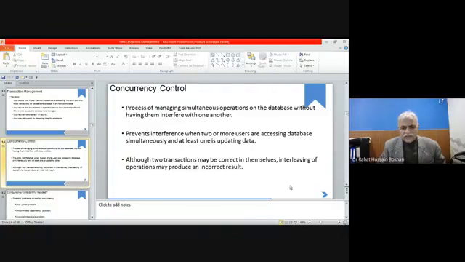It might happen that two transactions may be correct in themselves, but interleaving of operations may produce an incorrect result. If two persons are working on the data and have done their transactions, there might be some operations within that may produce incorrect results. In that manner, concurrency control protocols help us keep our data consistent.